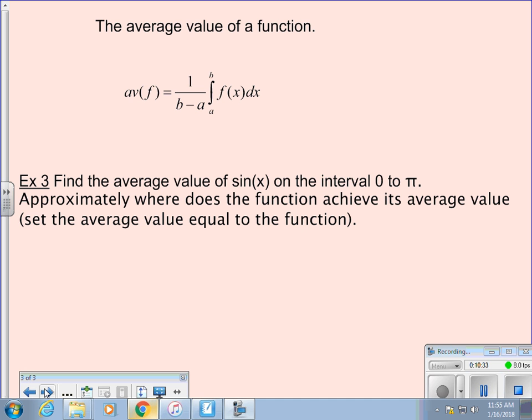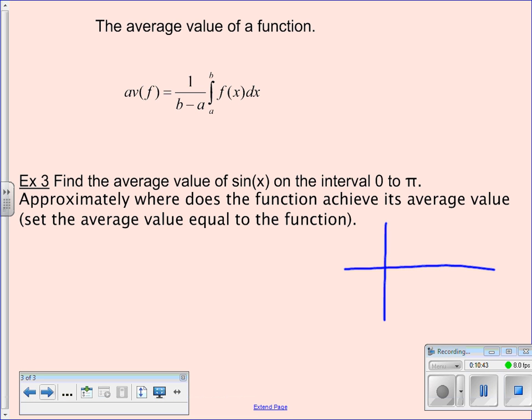Okay. I want to know what the average value is. So, graphically, what we're looking at for this is the average value of sine. Let's see, the sine of 0 is 0, sine of pi is 0, and it goes up and comes back down. So I have my y values.